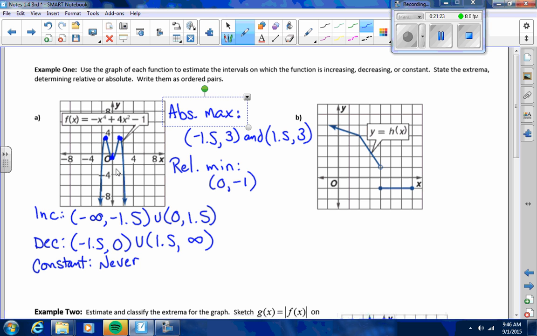Questions? Yes, Lauren. Okay. Absolute maximum. You see how they're both on the same level? Does any point ever go higher than this point? No. Does any point ever go higher than this point? No. That's why they're both absolute maximums.